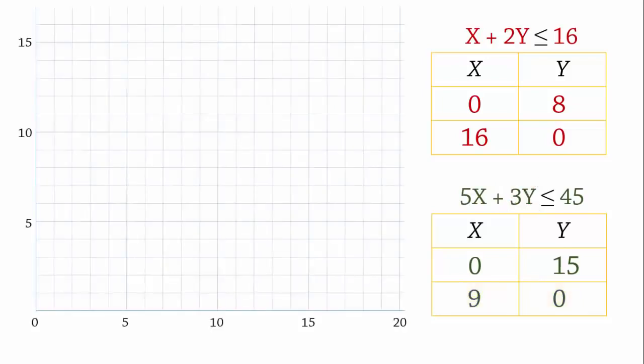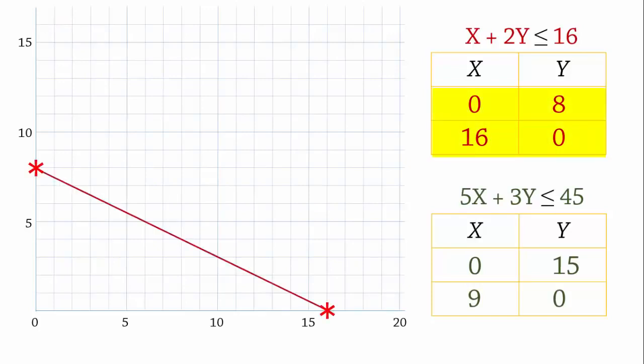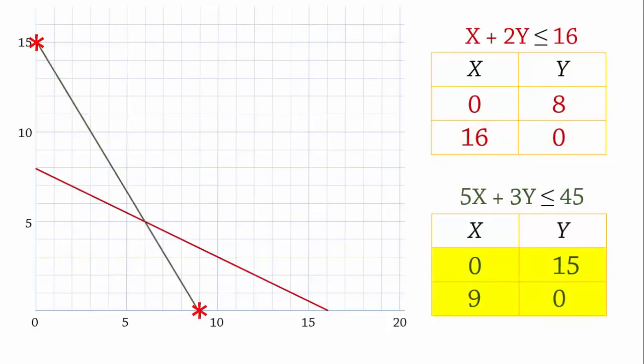Now, when drawing the graph, we usually just stay in the first quadrant here, where both x and y are positive because of the non-negativity constraints. So for the first constraint, we have the points 0, 8, and 16, 0. We join those 2 points for the constraint line. We do the same for constraint 2: 0, 15, and 9, 0, and then draw the constraint line.